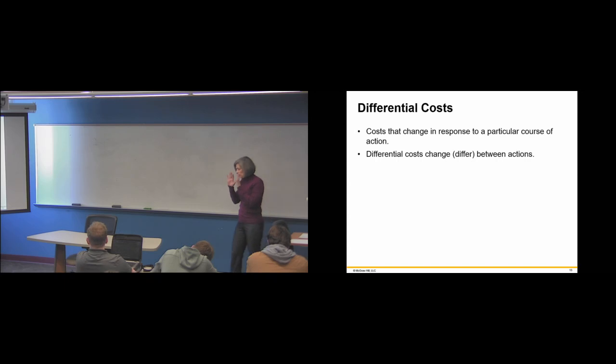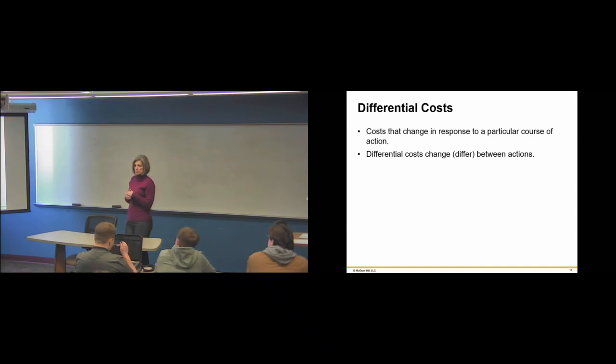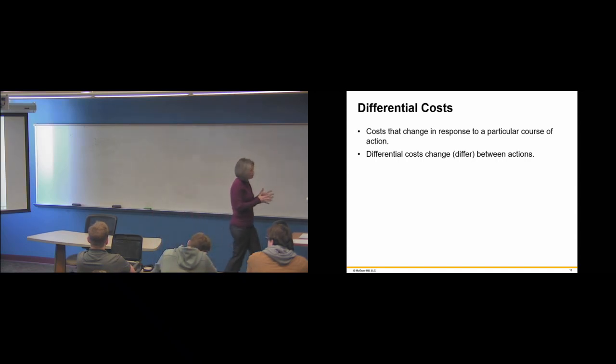So we want to drown out that extra noise. We want to focus on just what's different, because that's where the data is going to come from to help us make our decisions. Does that make sense? So the definition of differential costs: these are costs that change in response to a particular course of action, and they're going to differ between your 2 options. Whether we call it option A or B, or 1 or 2, it doesn't really matter. These are going to be that which is different.